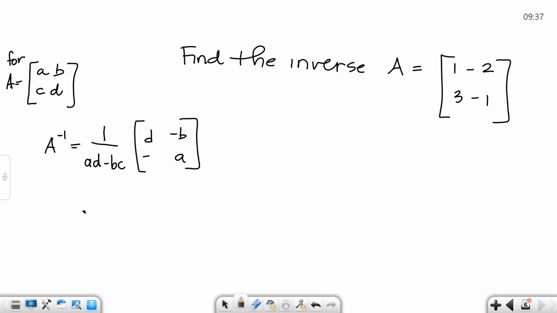That is the determinant formula. Look at you. Absolutely. So that is your determinant formula.